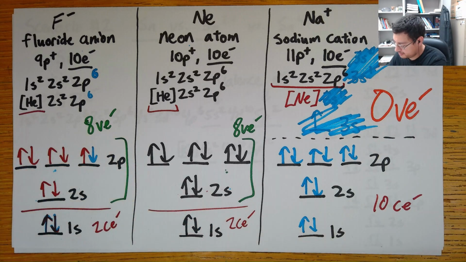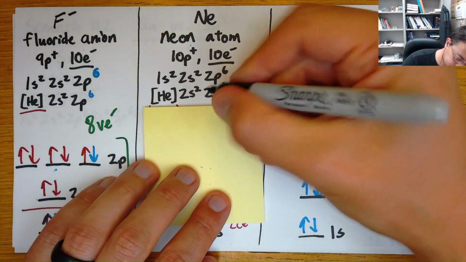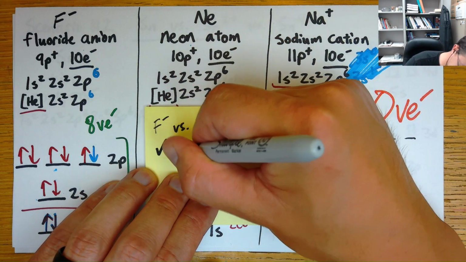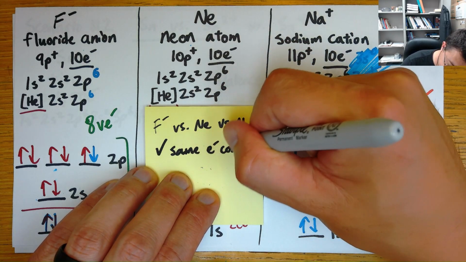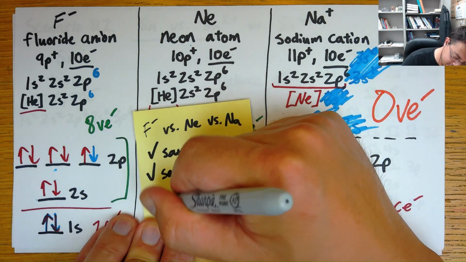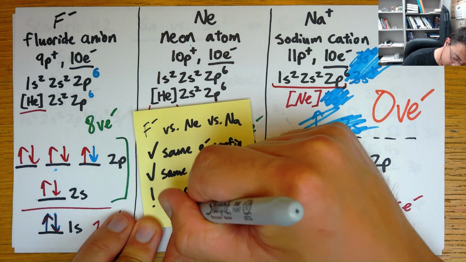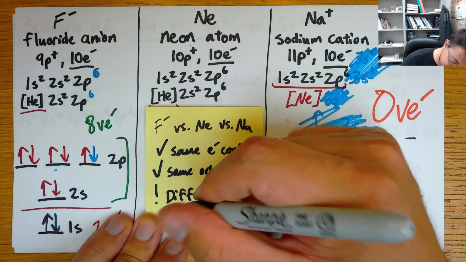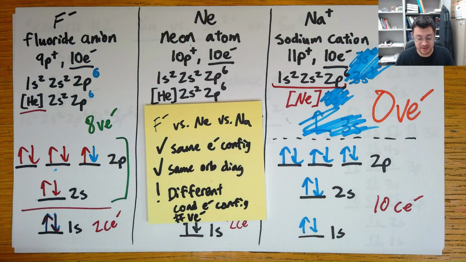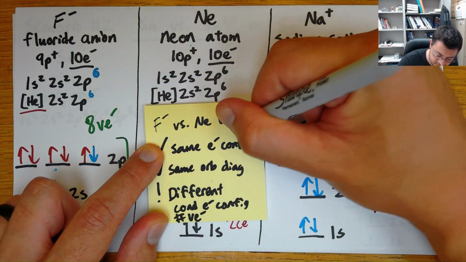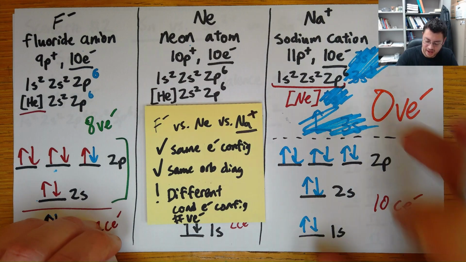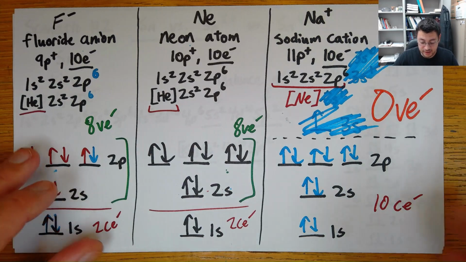So to keep track of score: F minus versus neon versus sodium. Same electron configuration, same orbital diagram, but we're going to have different condensed electron configurations and different numbers of valence electrons. What's considered core and valence electrons will be different for the cation. Oops, forgot that plus sign. It will be different for the cation compared to these two. So that's kind of a common pitfall. Hopefully I addressed that well there. All right, let's keep moving.